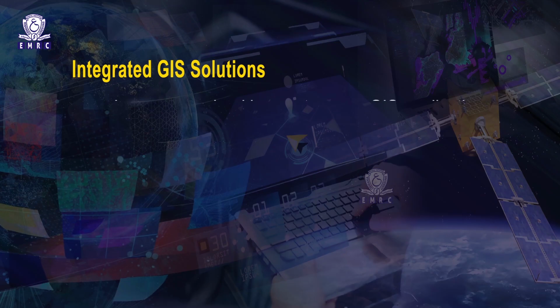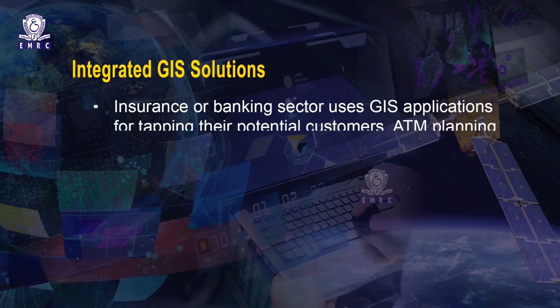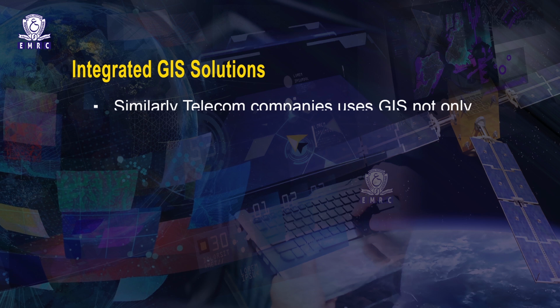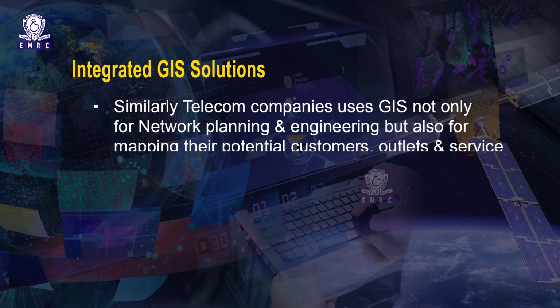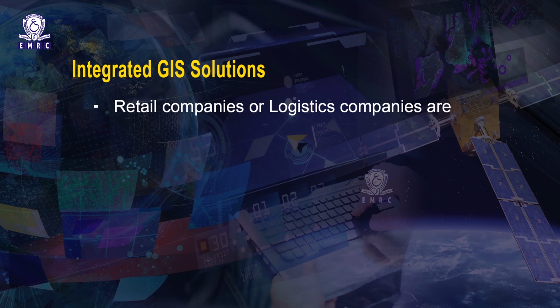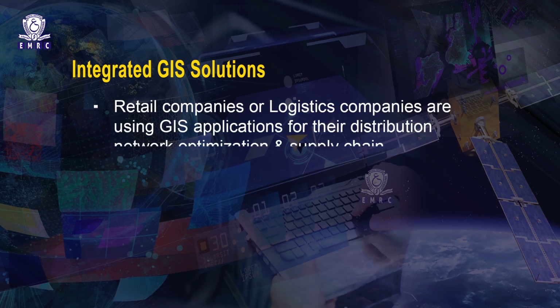For example, the insurance and banking sector uses GIS applications for tapping potential customers and ATM planning based on locality, average income, density, etc. Similarly, a telecom company uses GIS not only for network planning and engineering, but also for mapping potential customers, outlets and service centers on similar grounds of locality, average income and density. And retail or logistics companies are using GIS applications for their distribution network optimization and supply chain.